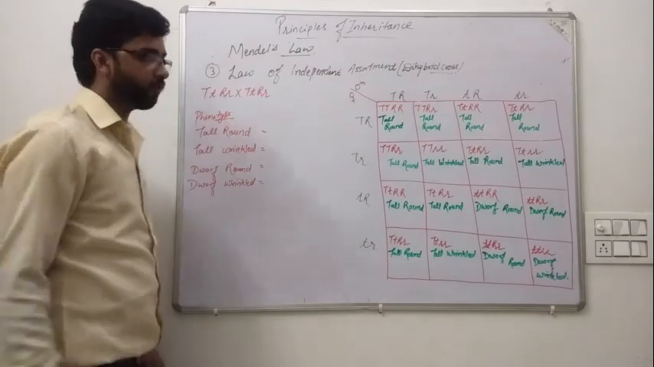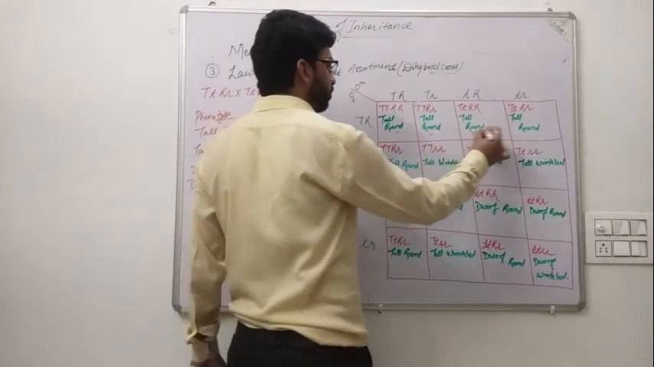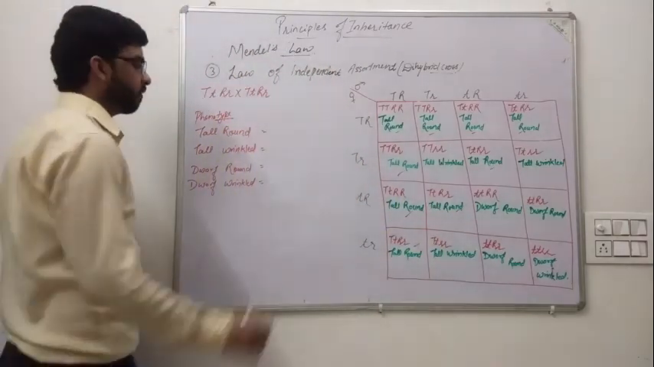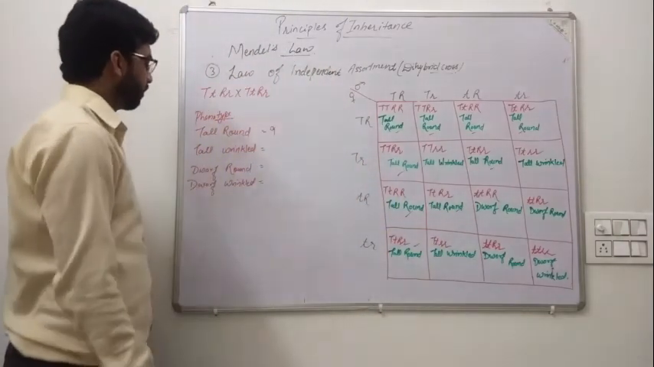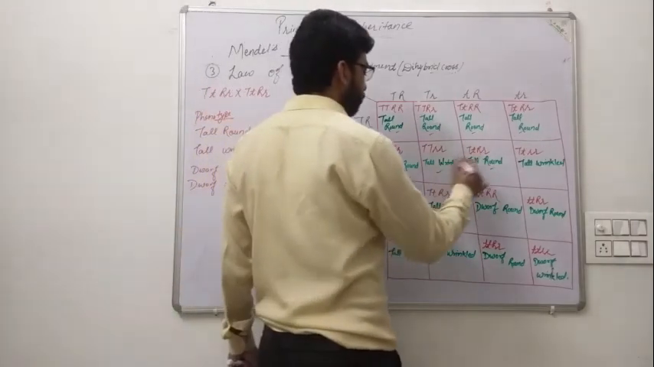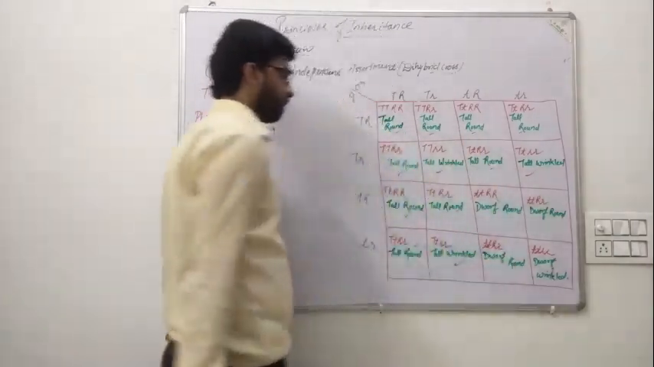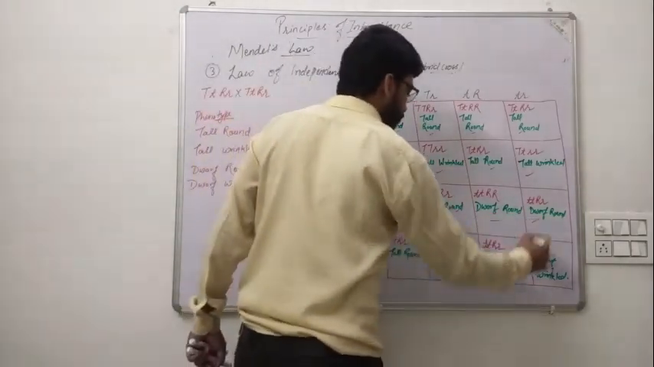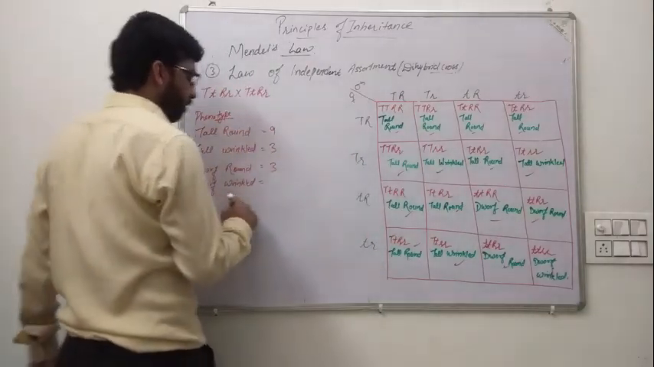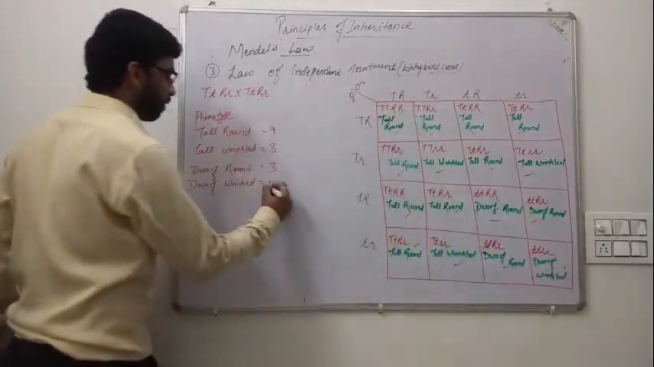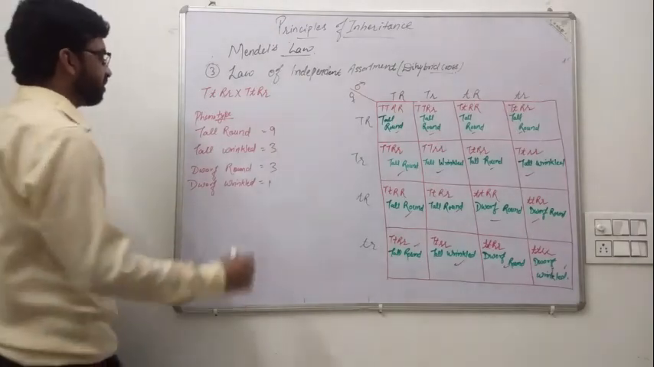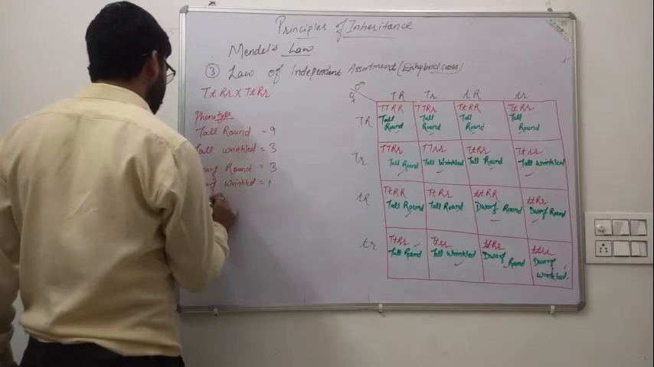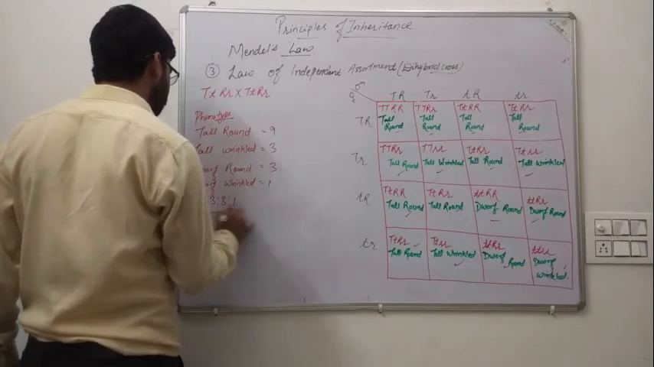How many tall and round do we have? We have 1, 2, 3, 4, 5, 6, 7, 8, 9. Nine are tall round. Tall wrinkled: 1, 2, 3. Dwarf round: 1, 2, 3. And dwarf wrinkled, the last one, 1. It's 9, 3, 3, 1. So the Mendelian dihybrid ratio is 9:3:3:1.